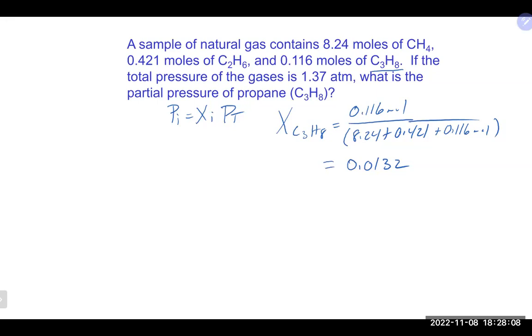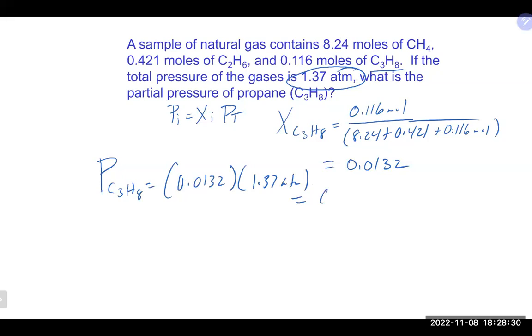We're then going to take the total pressure, which was given to us. Now we can get the partial pressure of propane, which is our mole fraction times our total pressure. And that would get us 0.0181 atmospheres. We then could, if we wanted to, do the exact same calculation for methane, get the mole fraction times the total pressure, and also ethane as well. Basically the same steps there. Any questions on that one?